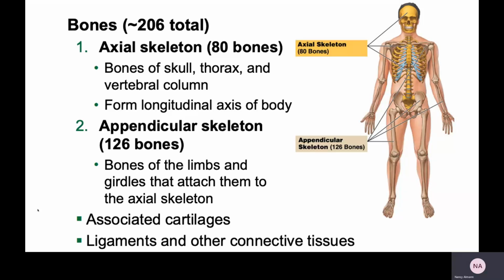About 126 bones are in the appendicular skeleton, and they will, of course, be the bones of the arms and the legs, the upper and lower extremity, as well as the bony girdles that are going to attach them to the axial skeleton. There will also be various cartilages that are associated with the skeleton and ligaments, as well as other connective tissues.